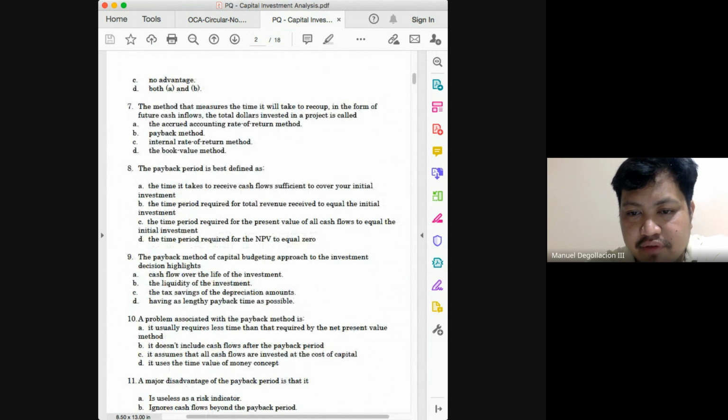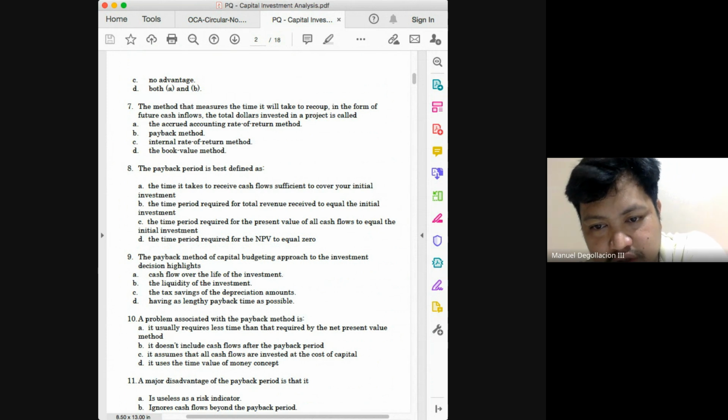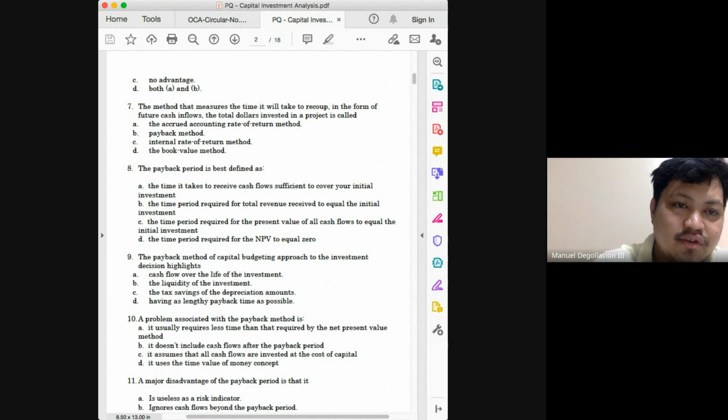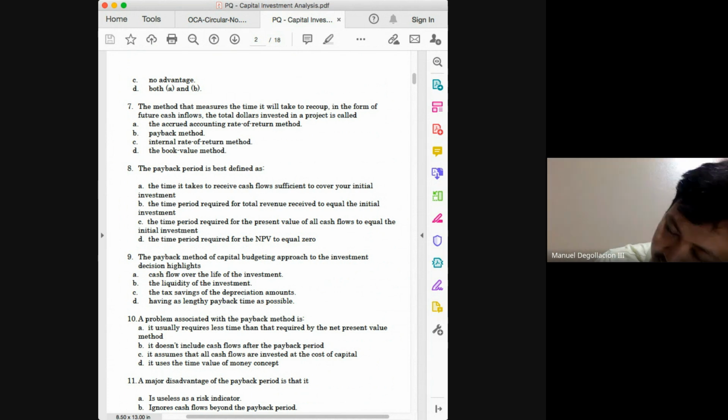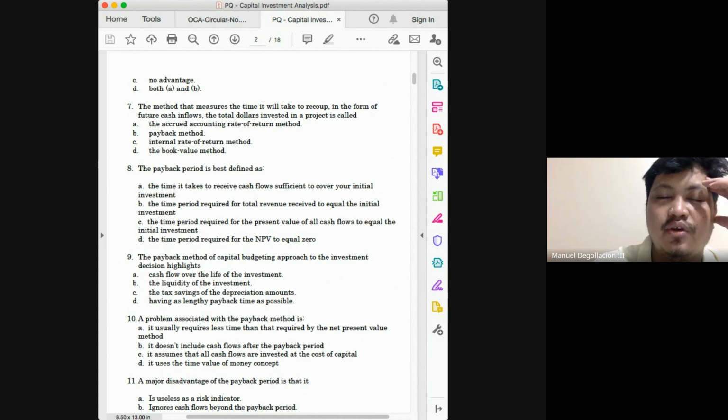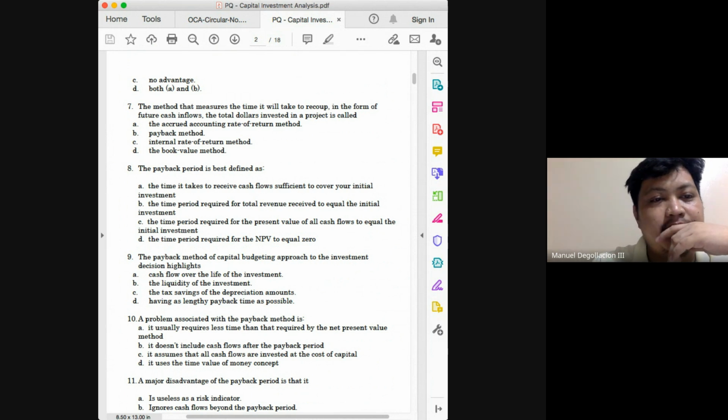Number seven, the method that measures the time it will take to recoup or recover, in the form of future cash inflows, the total dollars invested in the project is called your payback method. So basically, your payback method is expressed in terms of time, in terms of years. How many years will it take you to recover your investment? How many years will it take for the inflows to equal your investment? Okay, so that is your payback method.